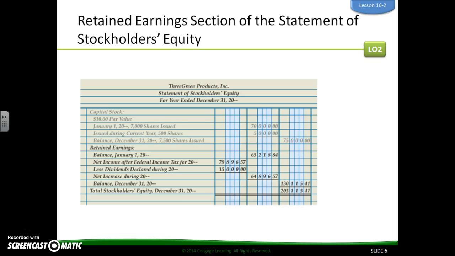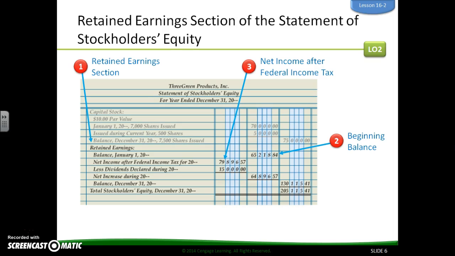When we're looking at the retained earnings section of the statement of stockholders' equity, you can see here's the retained earnings section, and it is down here below the capital stock section. And we're looking at the beginning balance on the account as of January 1st. We're going to go ahead then and enter in the net income after federal taxes have been paid. Then we're going to go ahead and subtract the dividends that we declared on that income.